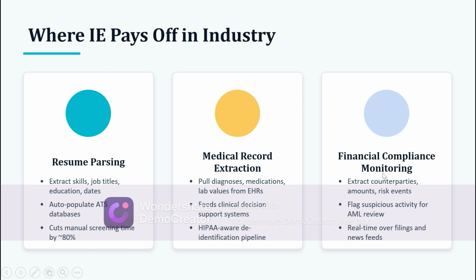Third, financial compliance monitoring. Banks and regulators extract counterparties, transaction amounts, and risk events from filings and news feeds in real time. Then flag suspicious activity for anti-money laundering review. The same fundamental NLP stack powers all three. That's the practical value of information extraction.